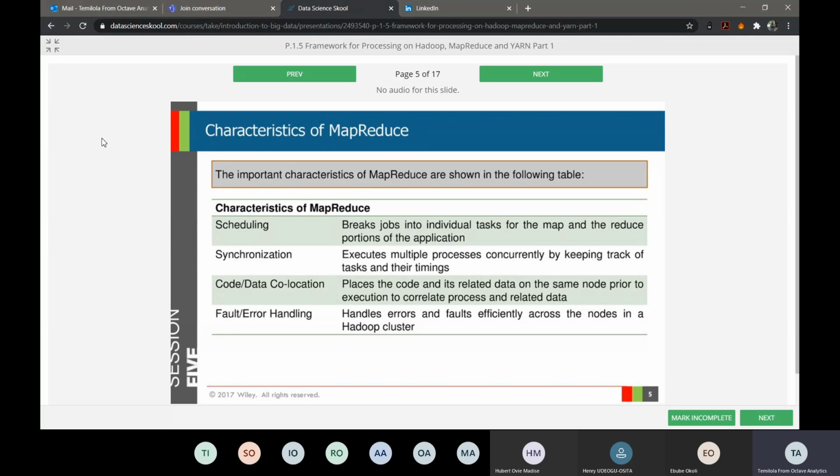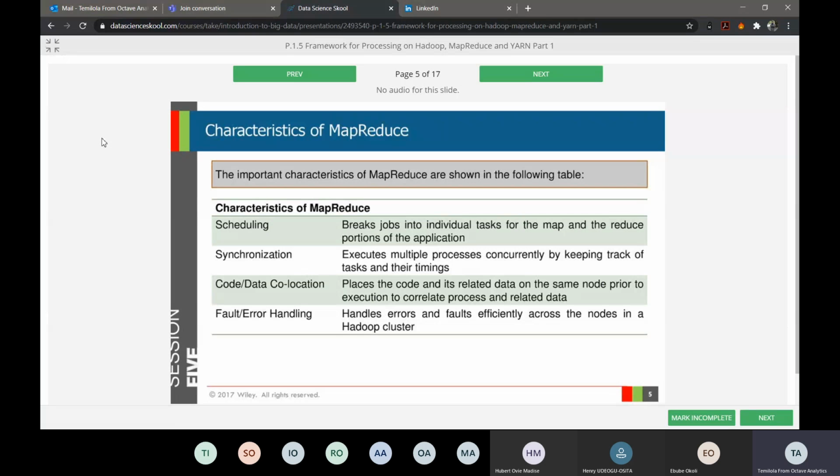So the very first one is scheduling. The first characteristic of MapReduce is scheduling. Just like I told you, it breaks jobs into individual tasks for the map and the reduce portions of the application. Then the next thing is synchronization, making multiple processes run concurrently. Then you have code or data collocation. What that means is that your code and your data exist in the same memory, in the same domain, within the same region.